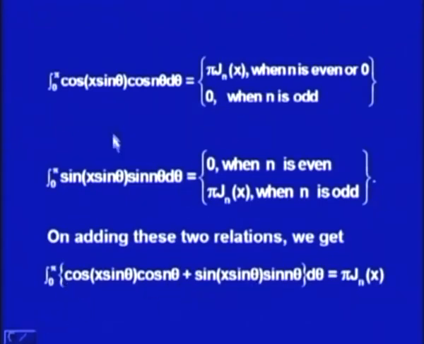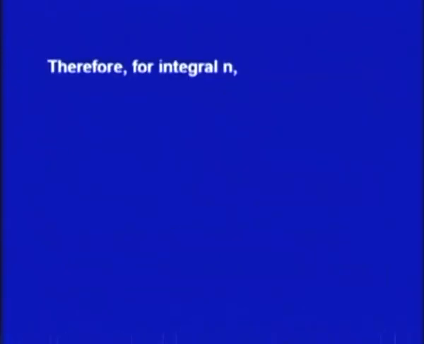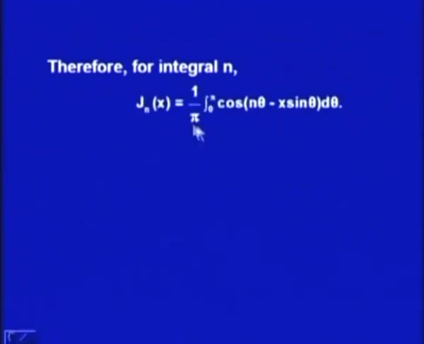So, when we add these two equations for all integral values of n, n equal to 0, 1, 2, 3 and so on, we see that integral 0 to pi of cos(x sin theta) cos n theta plus sin(x sin theta) sin n theta d theta is pi into J n x, which can be put in an alternate form as J n x equal to 1 over pi integral 0 to pi cos(n theta minus x sin theta) d theta, because we know that cos of a minus b is cos a cos b plus sin a sin b.